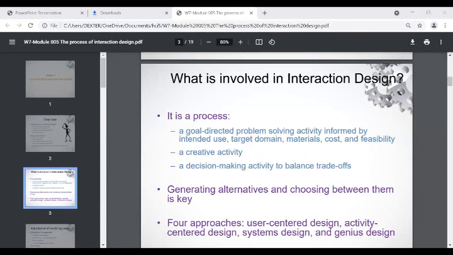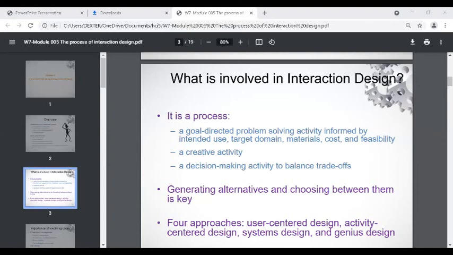In user-centered design, the user knows best and is the only guide to the designer. The designer's role is to translate the user's needs and goals into a design solution. Then activity-centered design focuses on the behavior surrounding a particular task. Users still play a significant role, but it is their behavior rather than their goals and needs that is important.